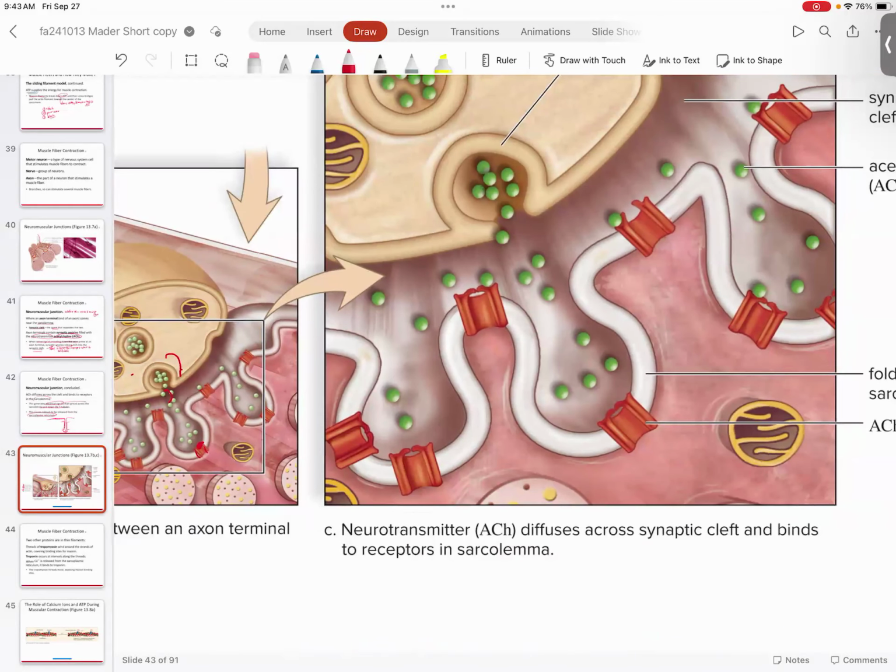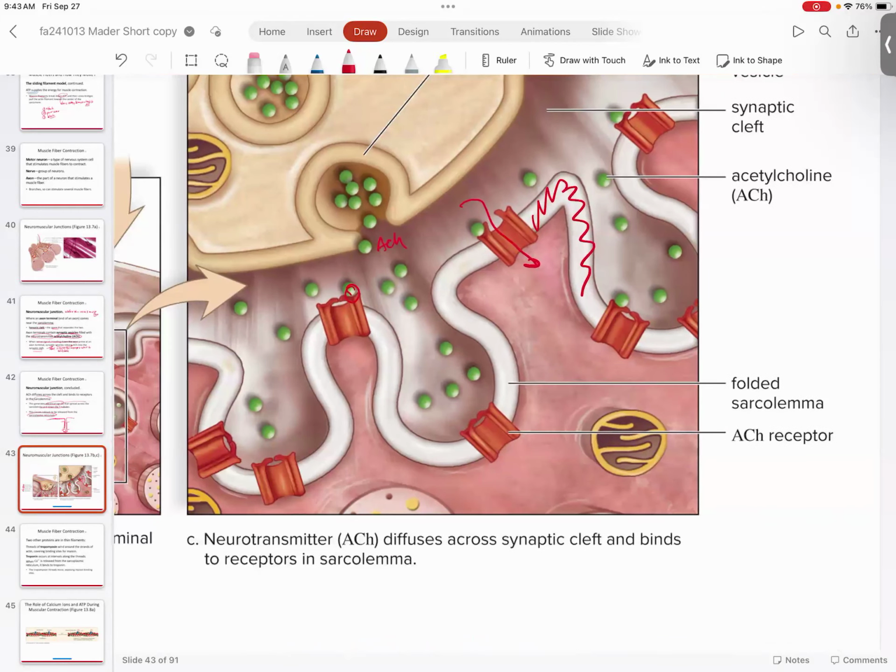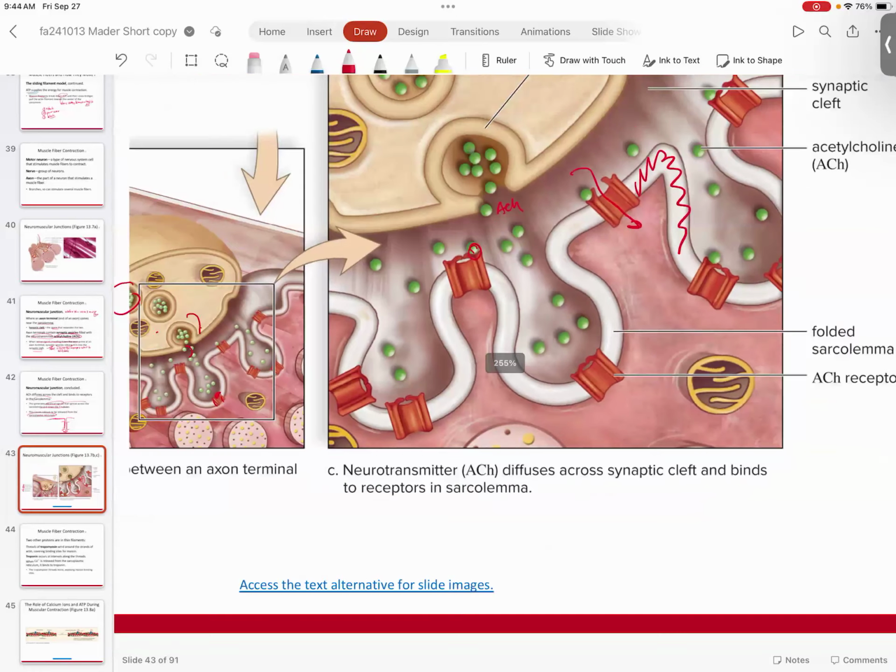So here's a blow up of that. Here you can see your acetylcholine basically binding to these little receptors, and it opens up these channels, and that basically causes an inrush of sodium, which reignites your electrical signal, and that starts to run through the sarcolemma.